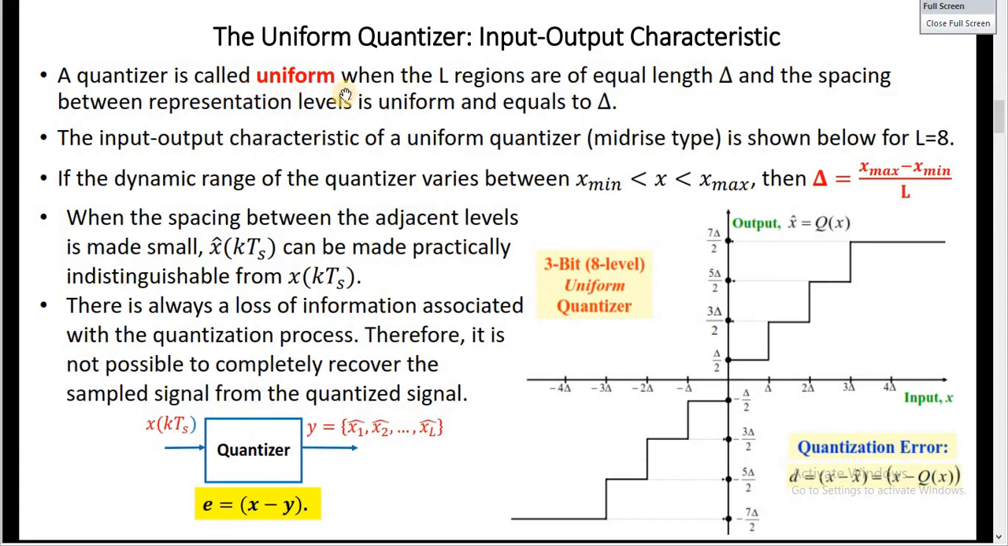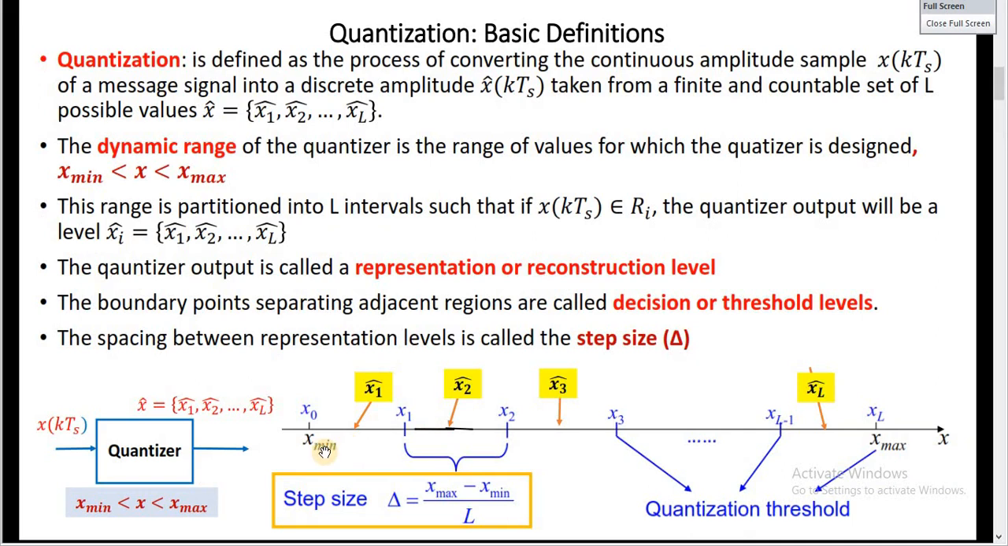Now we take a closer look at the characteristic of the quantizer. In particular, we consider the characteristic of the uniform quantizer. A quantizer is called uniform when the L regions are of equal length delta and the spacing between representation levels is uniform and equal to delta. For a uniform quantizer, the spacings between x0 and x1, x1 and x2, x2 and x3 are equal, and they are equal to a constant value we call delta. In addition, the spacing between the representation levels, x1 cap and x2 cap, is also delta. And the same applies to the spacing between x2 cap and x3 cap.